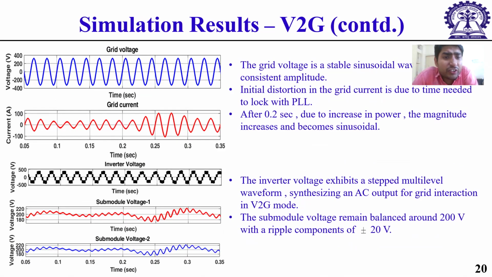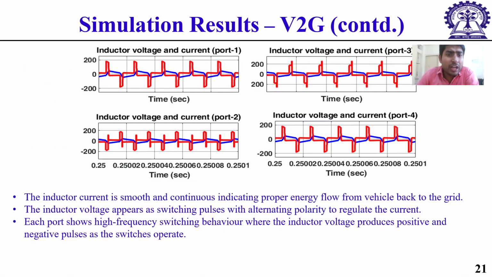We can see that the grid voltage and grid current also coming properly. Inverter voltage is also proper. Submodule voltage contains a little bit of ripple of plus minus 10 volt and plus minus 20 volt, but it is coming almost proper. Now we can see that the inductor voltage and inductor current are also coming properly. Inductor voltage is generated at the pulse voltage of plus minus 200 volt, and the inductor current is also trapezoidal.